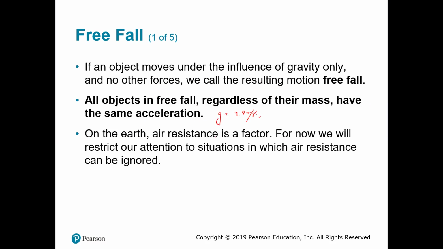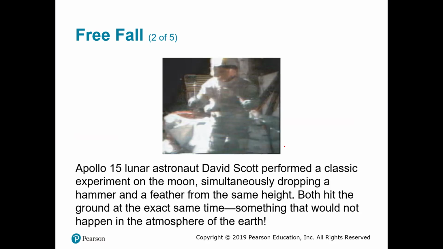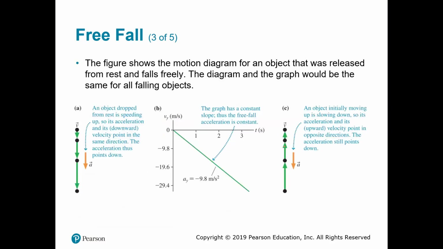On the Earth, air resistance is a factor, but in general, we'll restrict our attention to situations in which air resistance can be ignored. So you can always assume, until I mention otherwise, that you can ignore air resistance. Sometimes you travel, right? On the moon, you will see the gravity is smaller, and we'll talk later about how to calculate the gravity of the Earth and the gravity of the moon. And free-fall motion again is nothing but acceleration. It's just another example of acceleration.